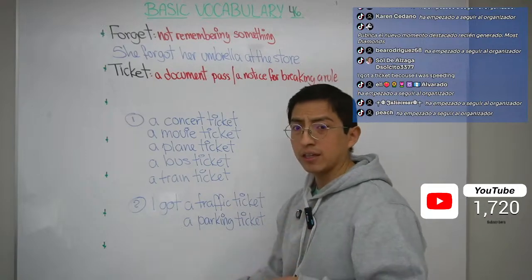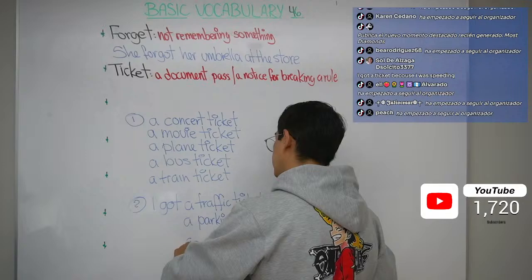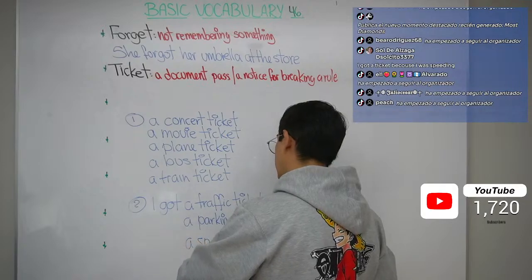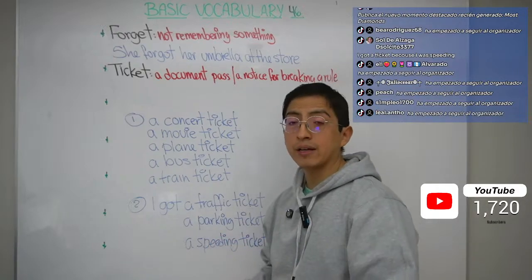Now, one more thing. Yes, we have a speeding ticket. Yes, I got a speeding ticket. What does it mean? I received a ticket because I was driving at a high speed. Yes. I was driving at a high speed.